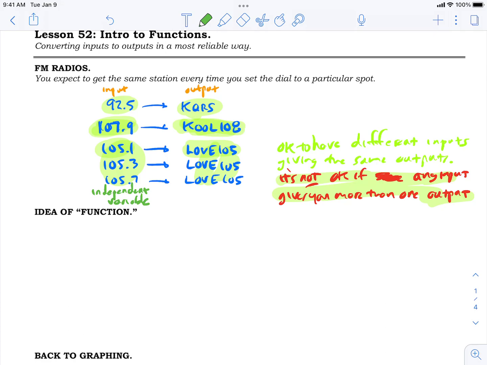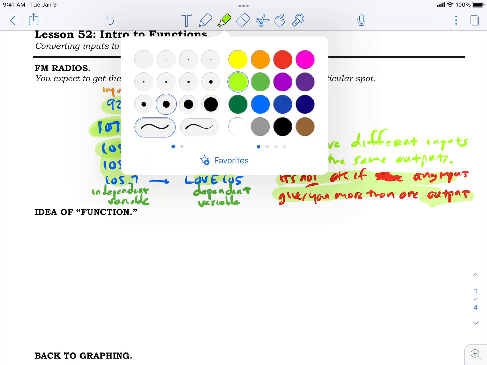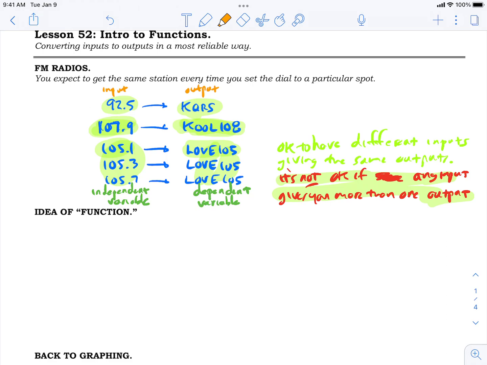You can turn the knob and set the independent variable to whichever number you want over here, and then what comes out, of course, depends on where you set your dial, and so we call this the dependent variable. So I'm getting some good lingo out here. Got to have some lingo, right? So we got the input and the output. We got the independent variable, the dependent variable, and again, this is what makes it a function.